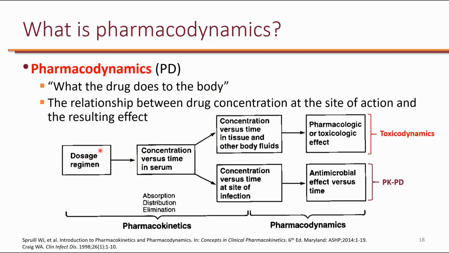So once a drug is given to a patient, the body will handle the drug. So there will be absorption, distribution, and elimination. So this is the pharmacokinetic properties. And then there will be concentration in the body fluids and also at the site of infection. And then at the site of infection is when you want the drug to do something to the pathogens. And that will be the pharmacodynamic outcomes, which we refer to as PK/PD. And of course, there are things that antibiotics do to the body, and those are referred to as toxicodynamics. These are the things that we don't really want antibiotics to do to the body.